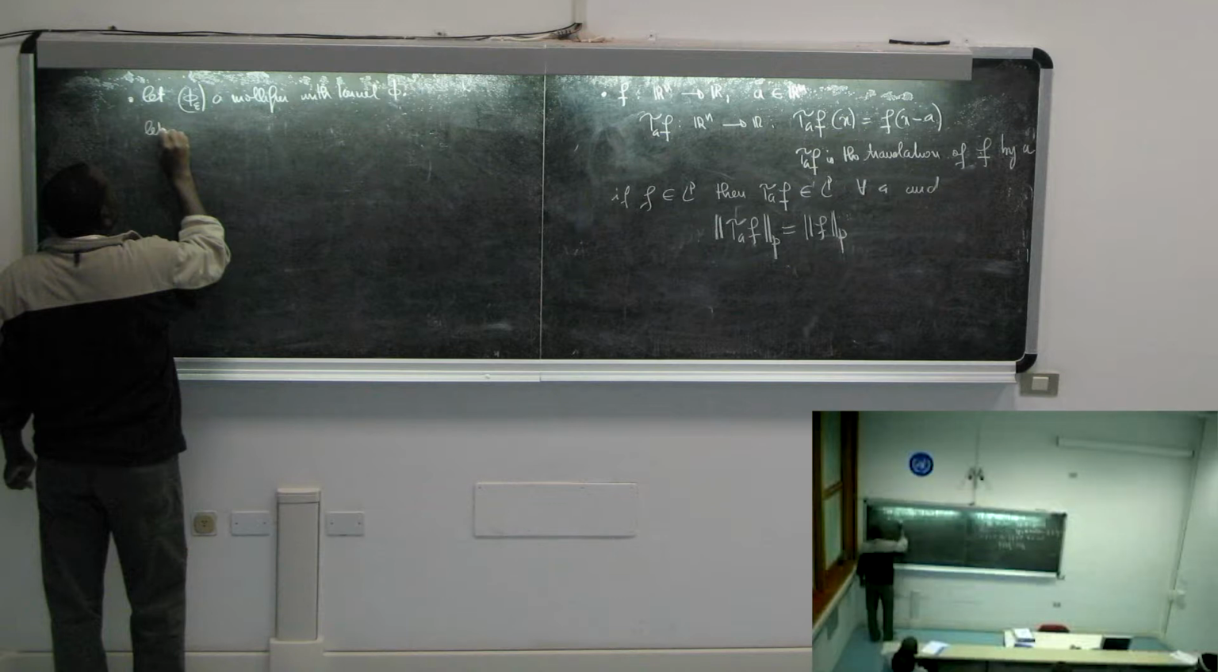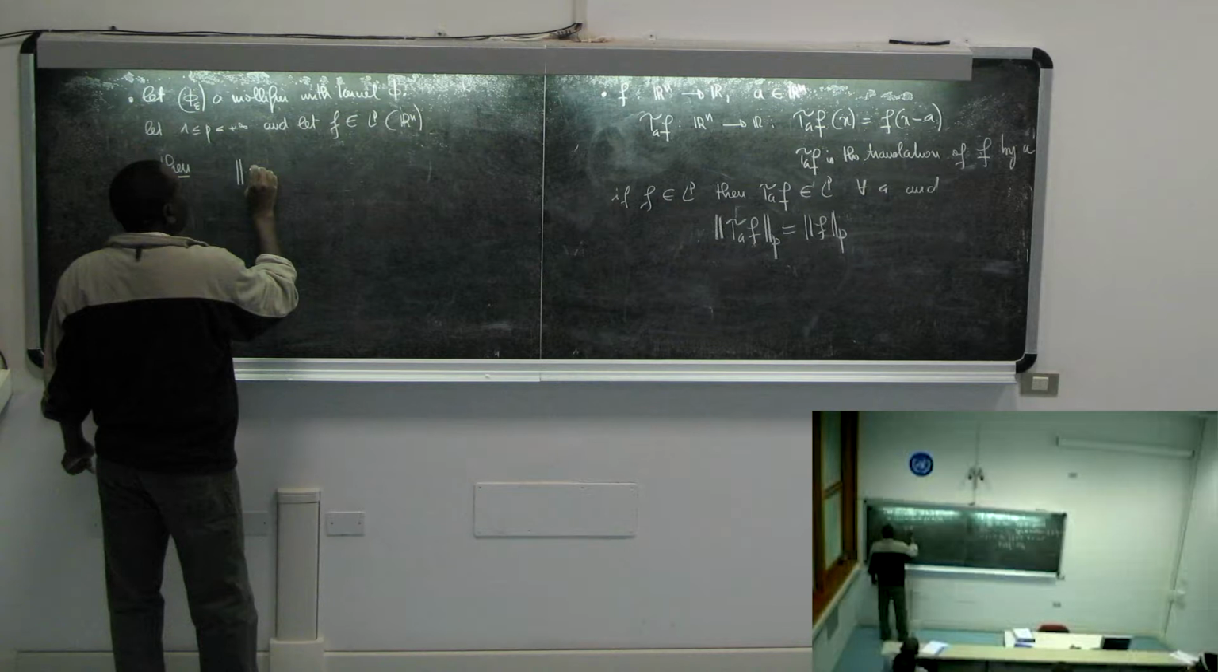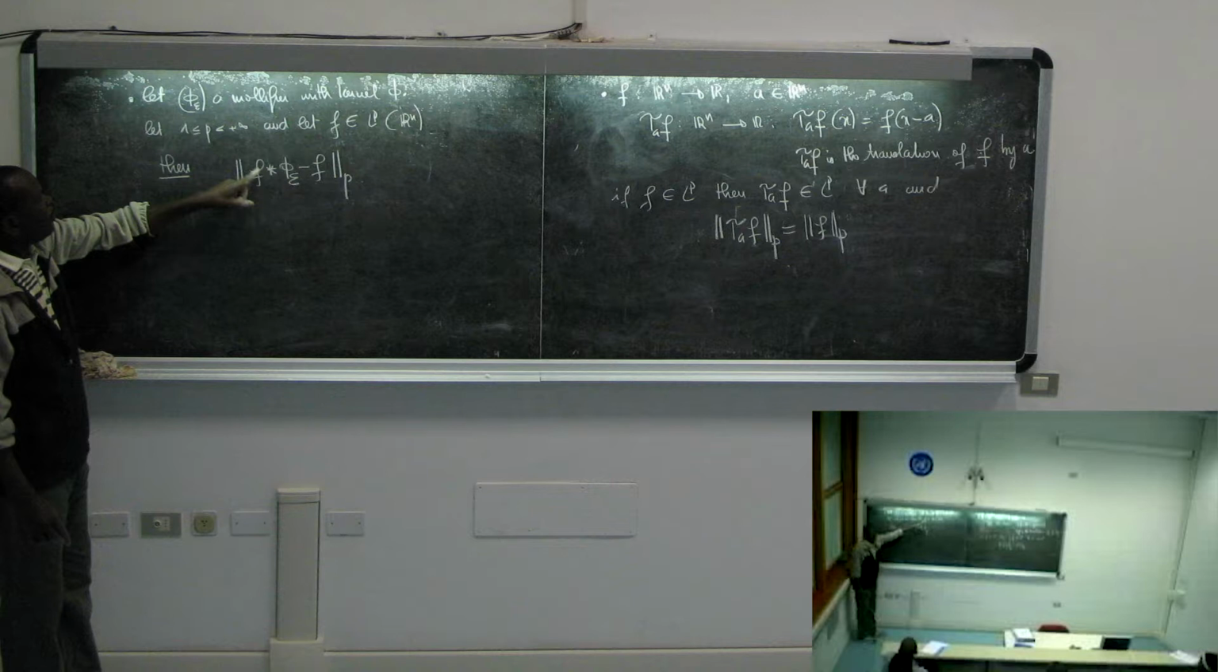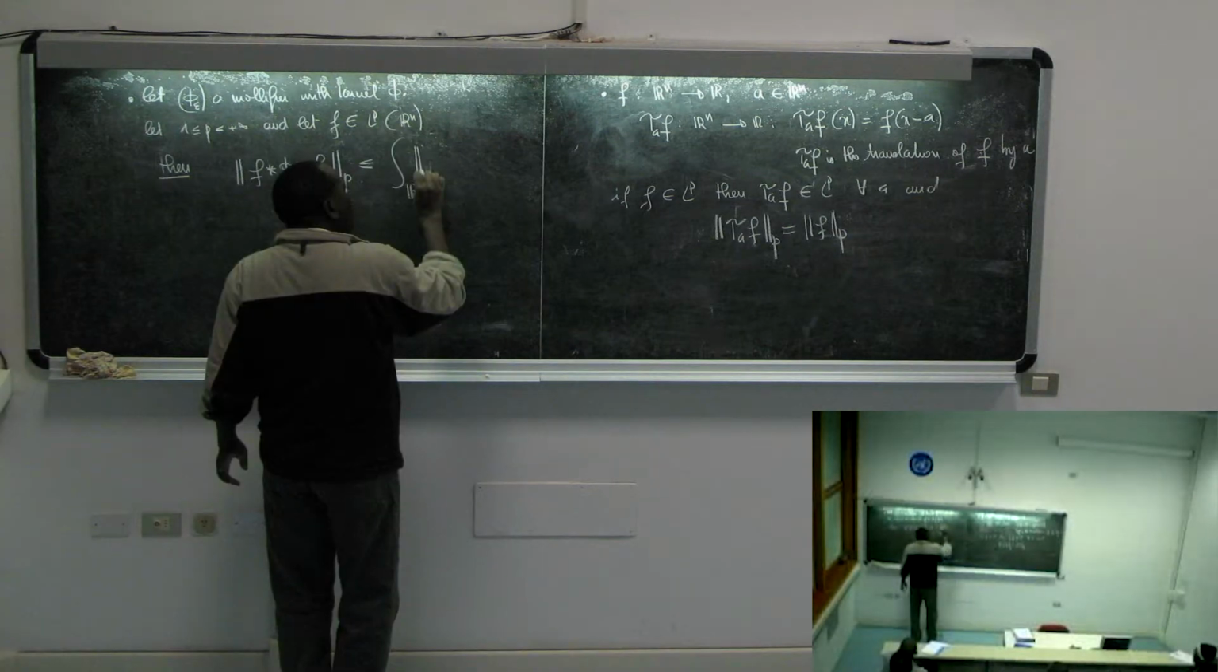Let p be between 1 and plus infinity, and let f be a function in LP of Rn. Then we have the norm of f star phi epsilon minus f in LP. This makes sense because we know that phi epsilon is in L1 and f is in LP, so the convolution product is in LP. And so this norm is less or equal to the integral over Rn of the norm of tau epsilon y f minus f in LP, dy.